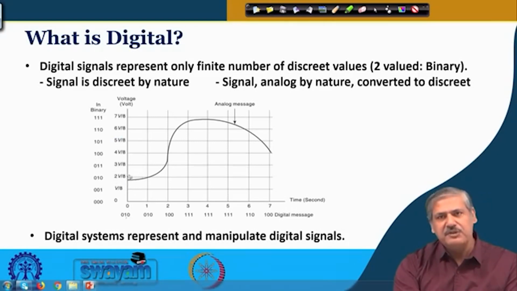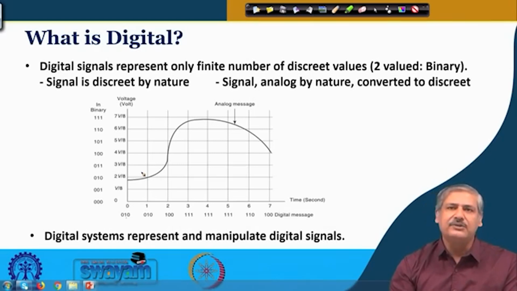So, there is some initial issue, the error that we can see in the analog to digital conversion. After that, we shall see that the digital signal itself is more robust in presence of noise and other things, in the processing aspect of it. Okay. Now, if we look at digital systems, what do they do? They represent and manipulate digital signals. So, the digital signals are the ones that are getting processed by digital systems.